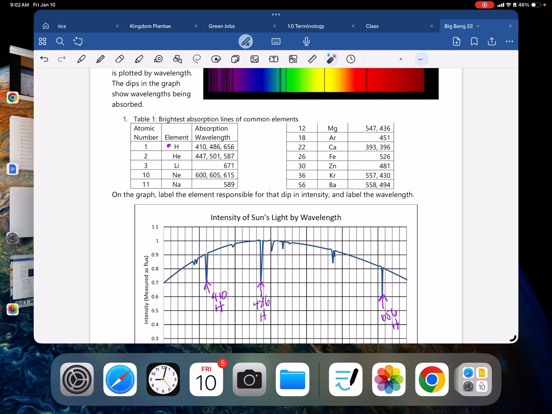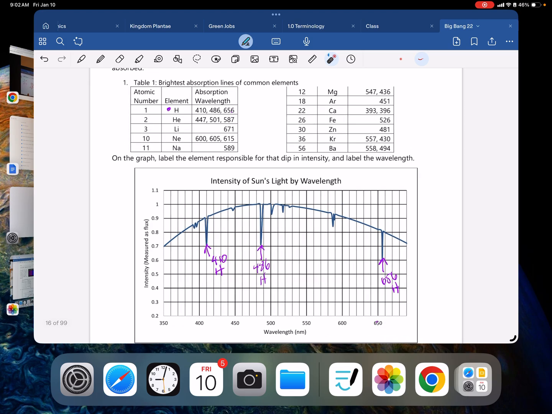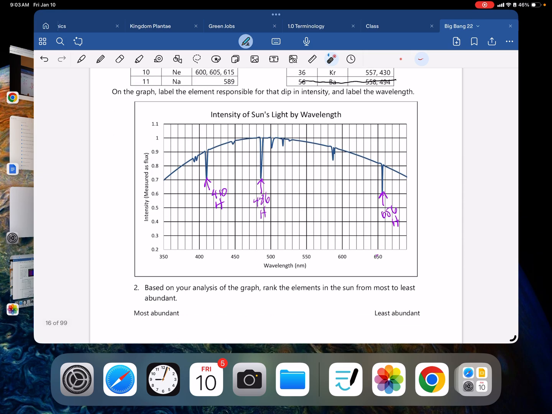If you don't see a blip at that particular location, then that element is not there. So for instance, let's go over here to the beryllium. So 558, if I go to 558, there's nothing here. Since there's no blip, no absorption, that means that there is no beryllium. The sun does not actually have any beryllium. It would need to have both of these there, the 558 and the 494. So you only actually have to test the first one to tell if that element is present in the sun.